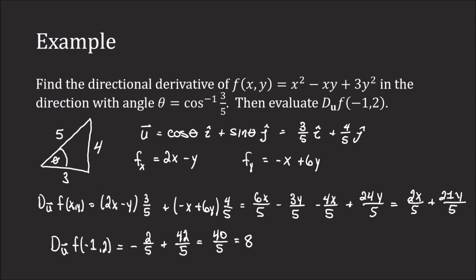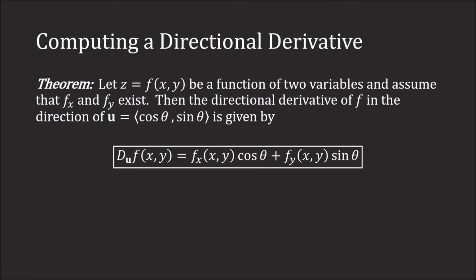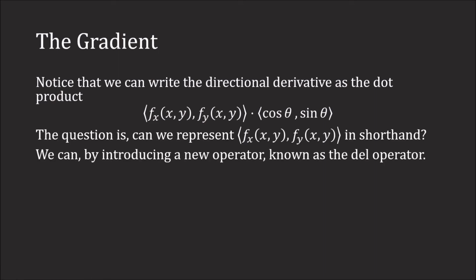So now we introduce a new operator. The first thing we notice is that we can write the directional derivative as a dot product, right? If we look back, it's going to be the dot product of the vector f sub x, f sub y, and then the vector cosine theta, sine theta, which is right here. Well, we already know what this vector here is. This is u. So the question is, is there a way to represent this vector? And we can, by introducing a new operator.